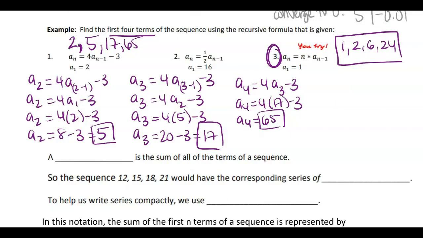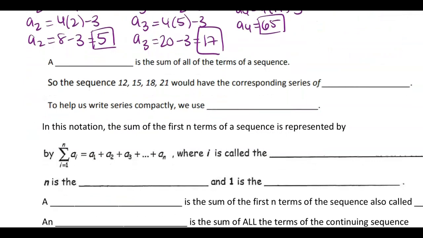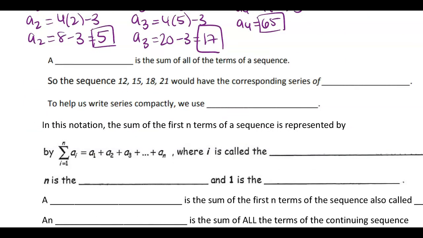In the last part that we're going to talk about at the bottom of this page, it says a blank is the sum of all of the terms of a sequence. This is called a series. So a series is the sum of all of the terms of a sequence. That literally means you just add everything together. So the sequence 12, 15, 18, and 21 would have the corresponding series of, okay, well, we got to add all of those numbers. So literally add 12 plus 15 plus 18 plus 21. Add all of them up, and that would be your series. Well, the series for this one, if you add all of those, is going to be 66.